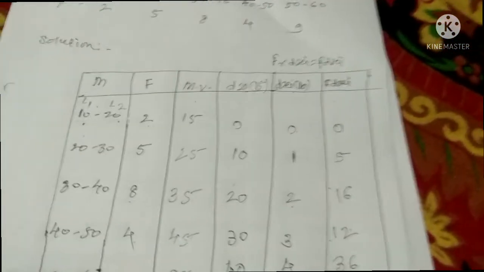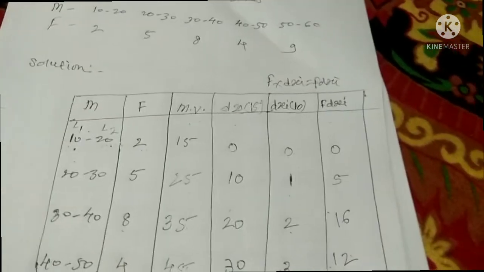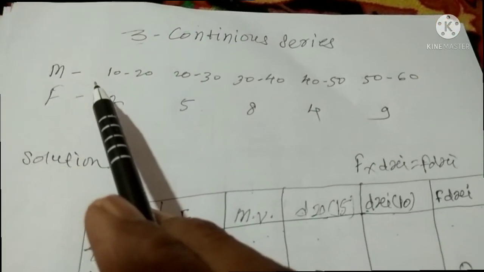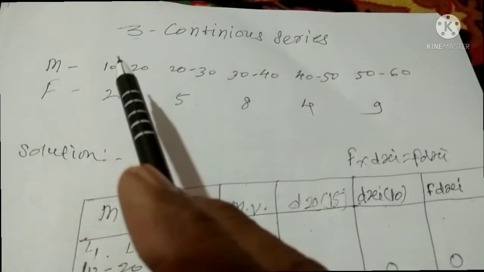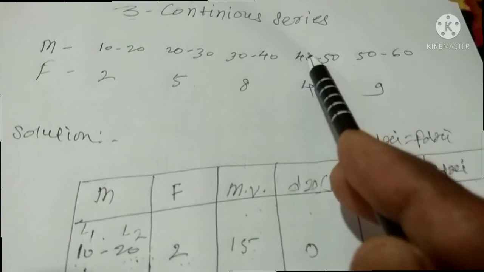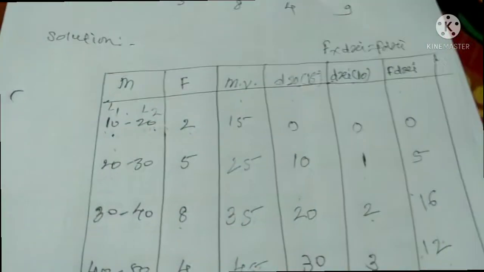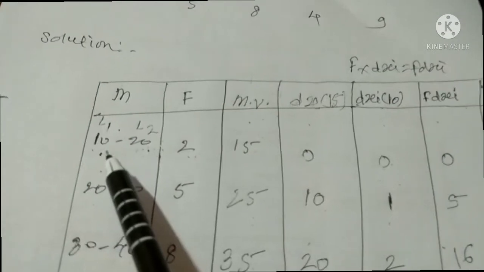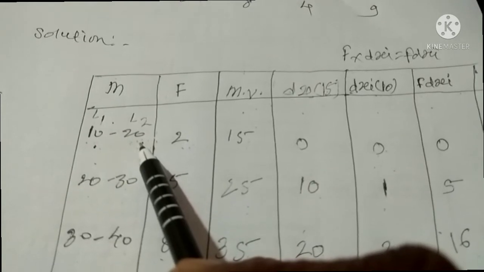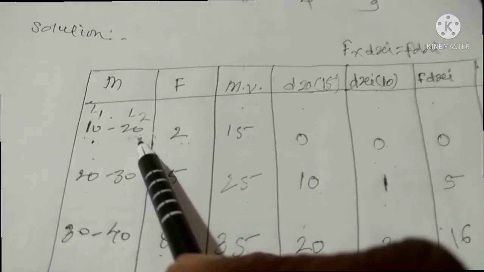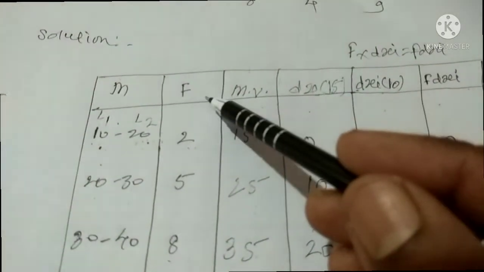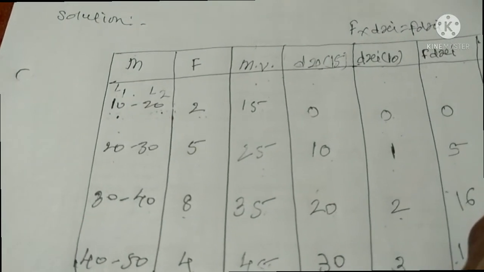Okay, once again I repeat how this table is prepared. In questions we are given the M series and F series, but in a continuous series, the M series is given in groups. So write both series in a vertical manner. The first figure of the group is called L1, and the bigger figure of the group is called L2: the lower limit of the group and the upper limit of the group. After that, write the F series also in a vertical manner.